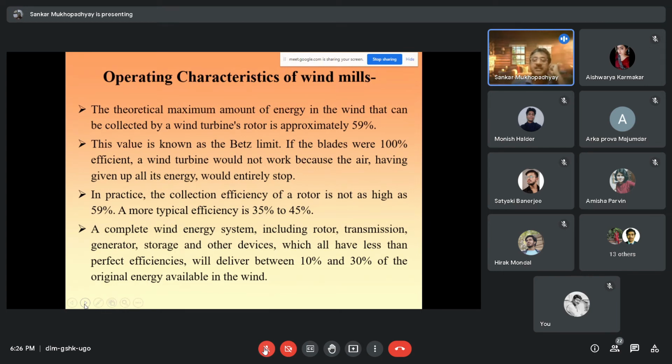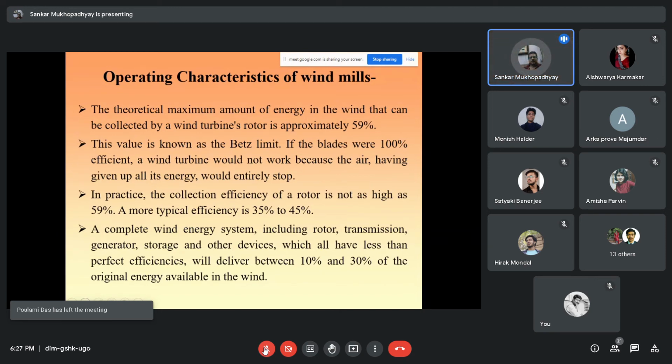If the blades were 100% efficient, a wind turbine would not work because the air, having given up all its energy, would entirely stop. In practice, the collection efficiency of a rotor is not as high as 59%. A more typical efficiency is 35 to 45%.